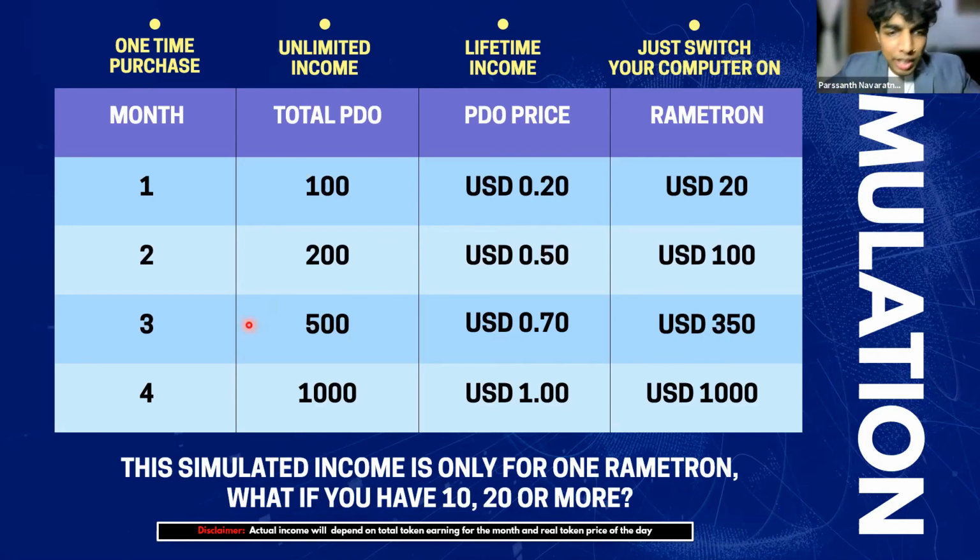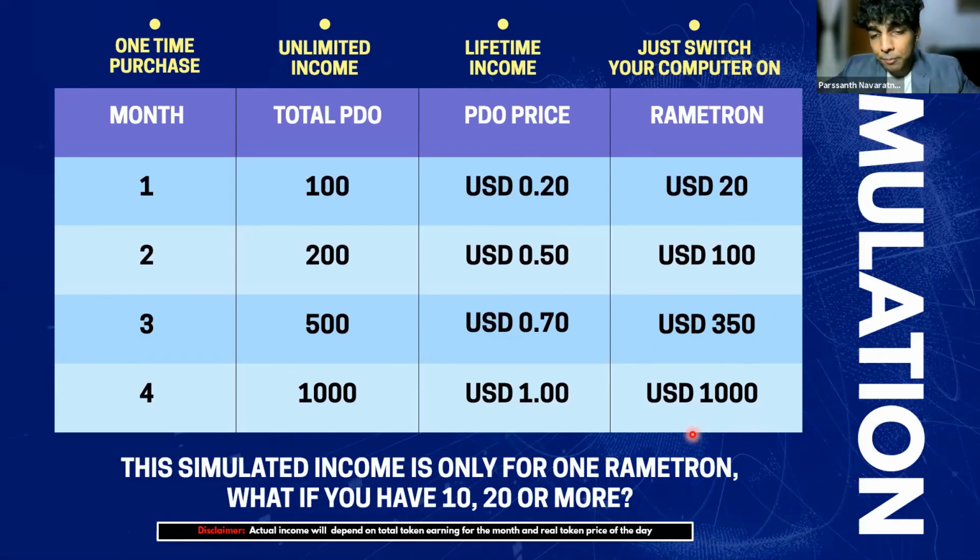Now your Ramatron here generates you 1,000 Panda tokens. The value of the Panda token has gone up to $1 USD. That means your Ramatron has now generated you 1,000 USD. And is this the limit? This is not the limit. If it goes up to $10 by the 7th month, you'll be earning 10,000 USD per Ramatron.